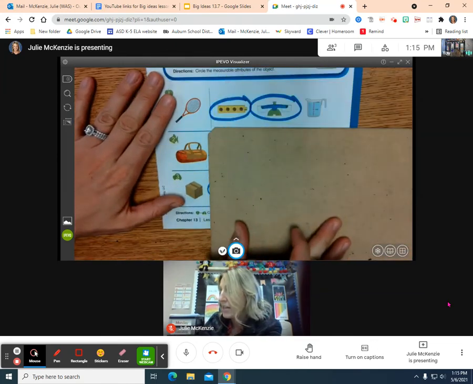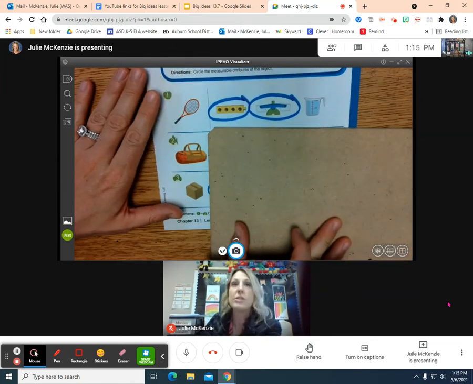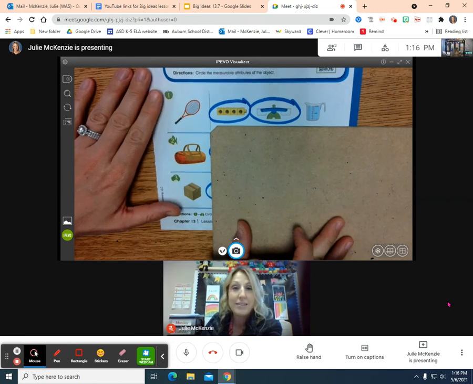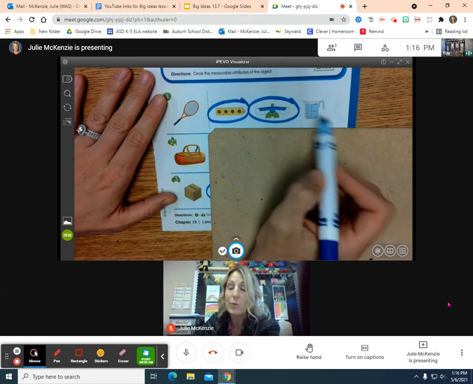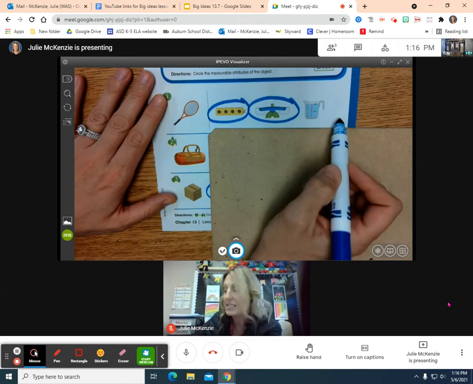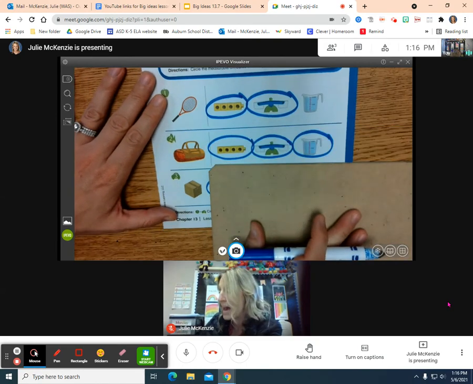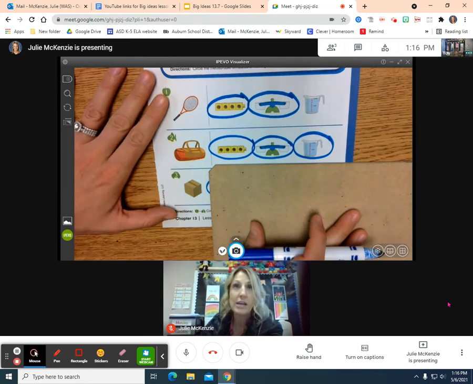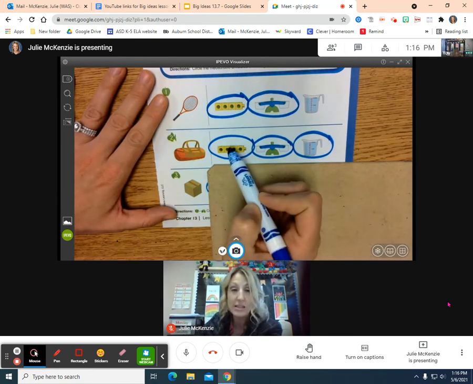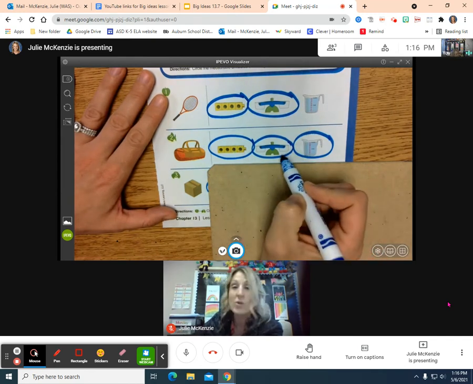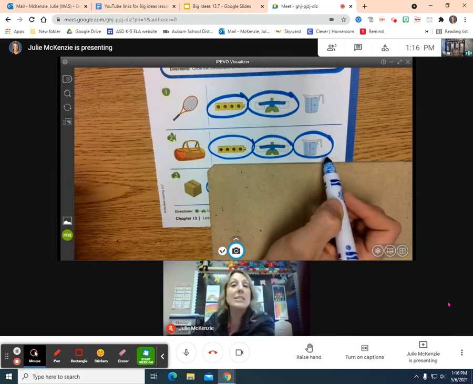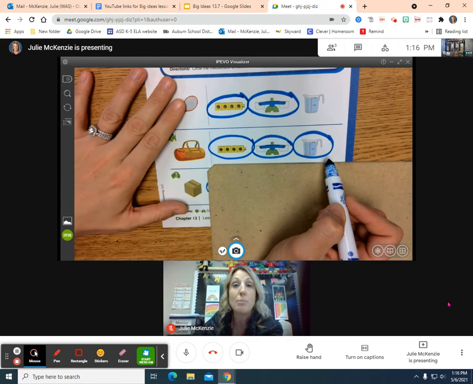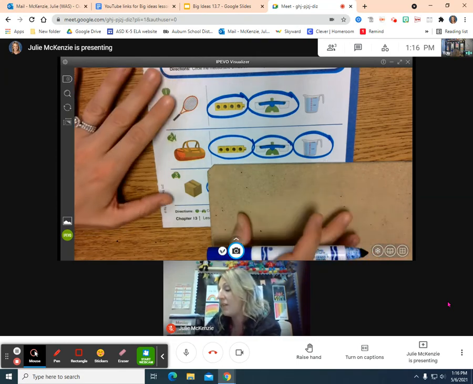Okay, for the tennis racket, did you circle the same ones as me? We can measure the length and we can measure the weight, but we cannot measure the capacity. For the bag, I circled all three. We can measure the length, we can also measure the weight, and we can measure the capacity. We can see how much we can fill it up and how much we can put inside of it.